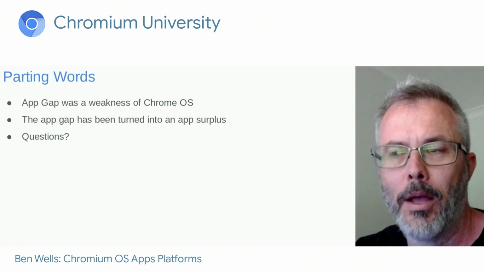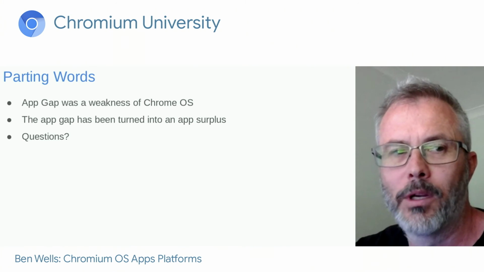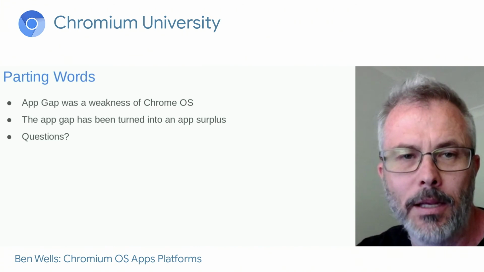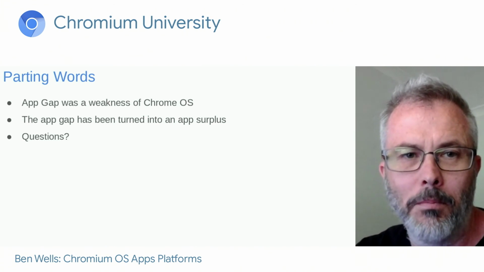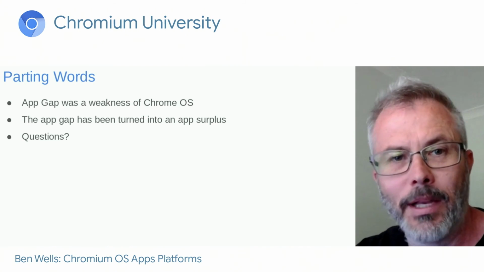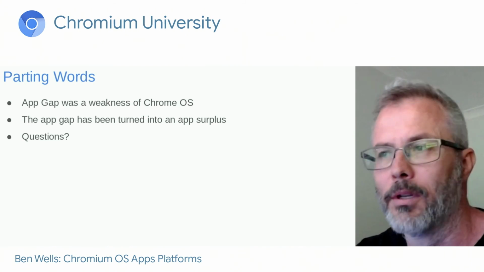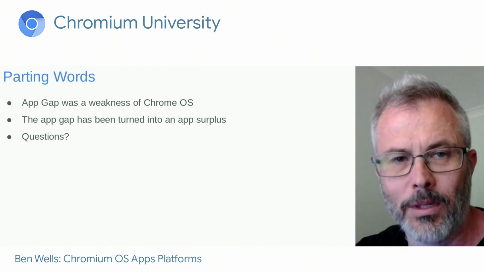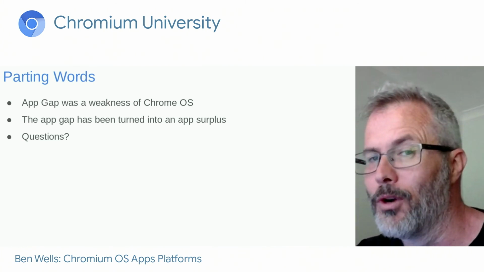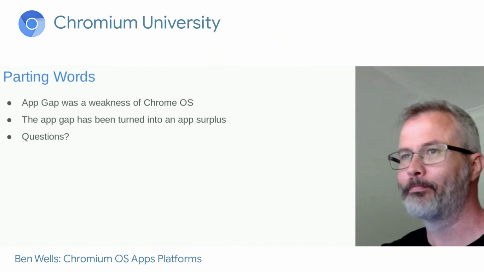Just to summarize the app gap, it has been in the past a weakness of Chrome OS, and we've been working really hard on filling the app gap. And I'm quite positive at the moment and quite confident that we don't really have an app gap problem. Now we've got kind of an app surplus, and I think this is a strength of Chrome OS, just the breadth of apps that can be run through a variety of means.